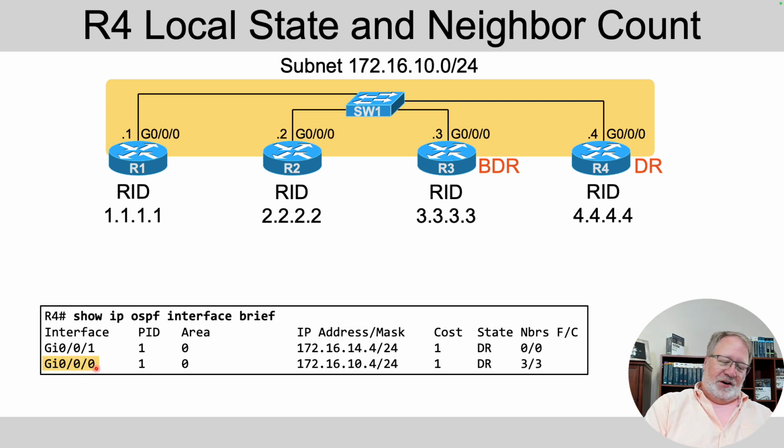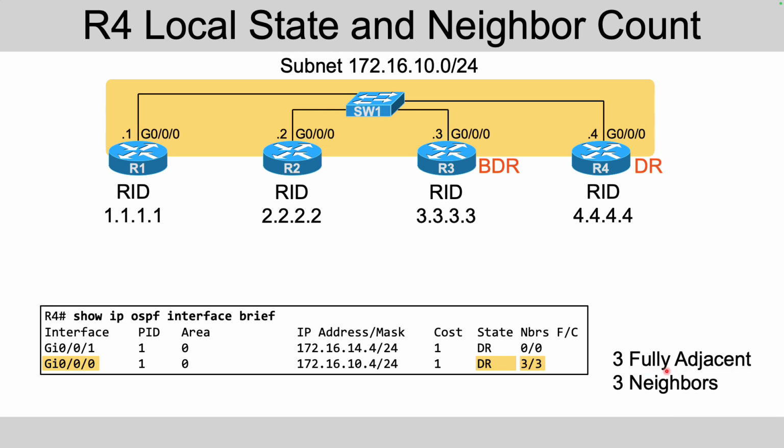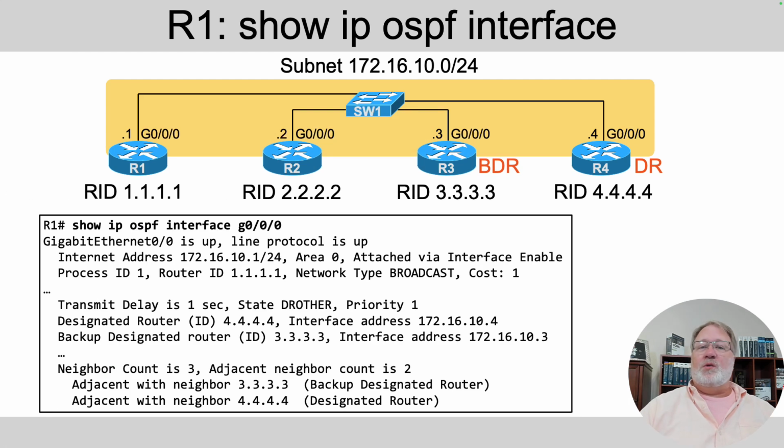So again, on its gig 0/0/0 interface, its state is DR, so it lists DR under the state heading, and it says 3 and 3, the first 3 meaning 3 fully adjacent neighbors in a full state, and 3 total neighbors. Now, if you use that same command without the brief keyword at the end, you get lots more detail.